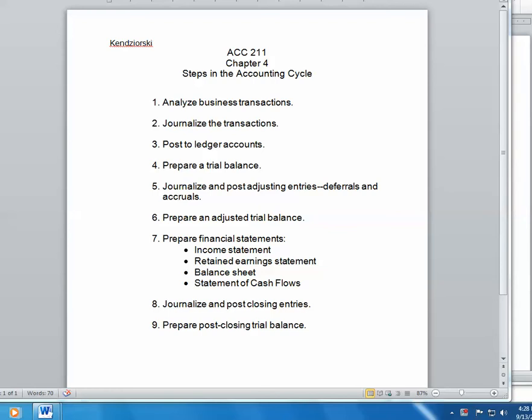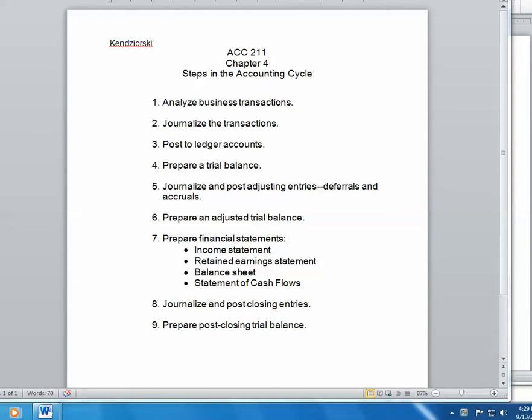This is study objective 4-3. What we're looking at here is the steps in the accounting cycle. Now back in chapter 3 we learned the basic steps in the accounting cycle, but in chapter 4 we're going to be adding on a few more steps. This will complete the entire accounting cycle. There won't be any more steps to add after this.